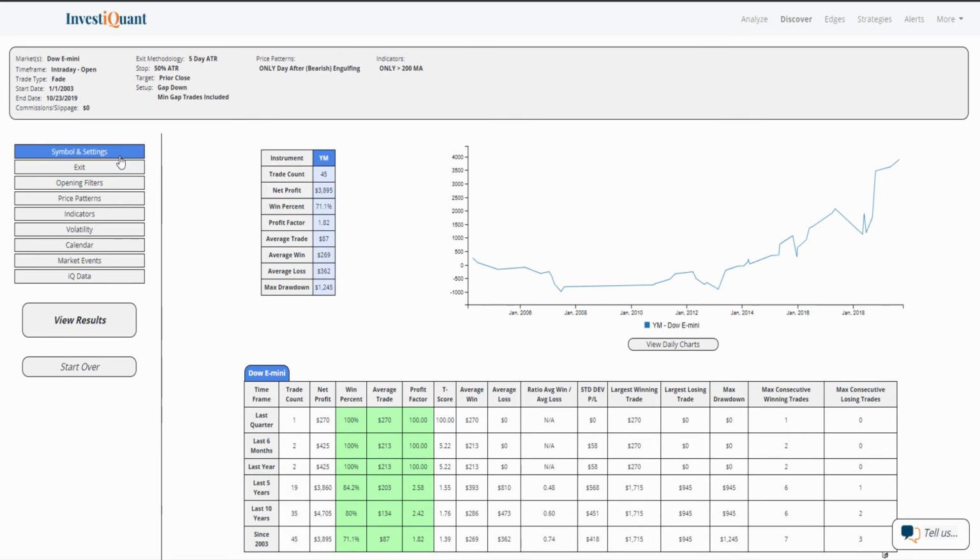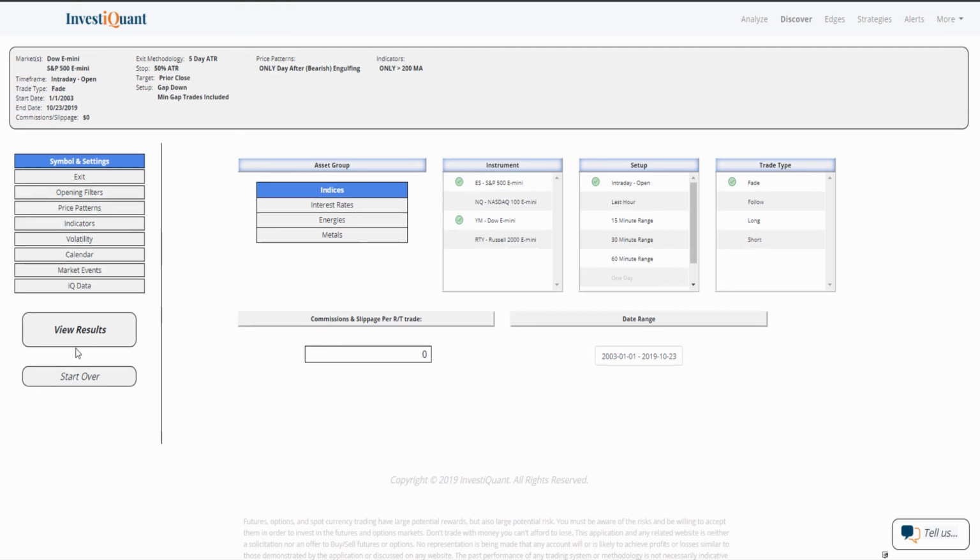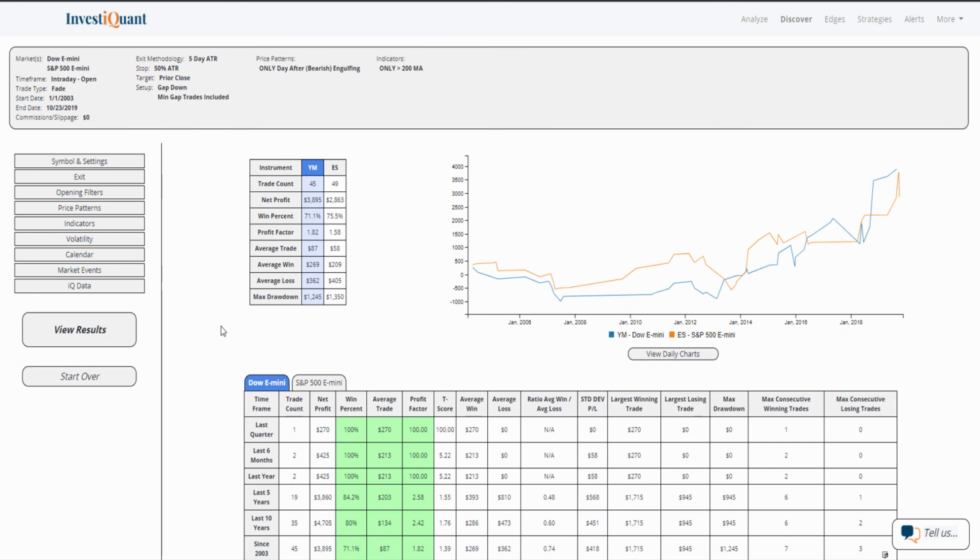One last thing I want to do is I just want to go ahead and add the ES to this. I know a lot of you guys trade the ES more. So we can do that. I've just added it here. These are the stats for the ES. They're fairly similar. The equity curve is this orange one that I'm hovering over here to make it stand out. And it looks pretty similar to the blue line, which is the YM.